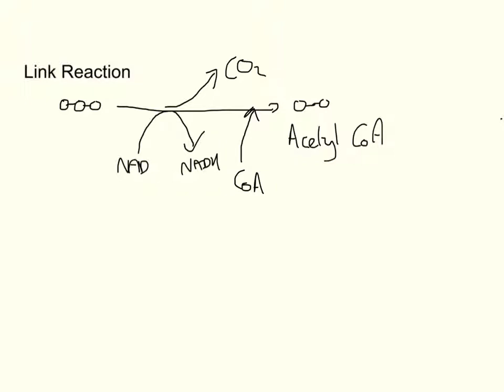So if we were to take the net, we would have to remember that obviously there were 2 of these molecules, which means that from this we get 2 NADH and we get 2 CO2 out of this reaction. Now rather than do another video, I'm going to flow straight into the Krebs cycle.